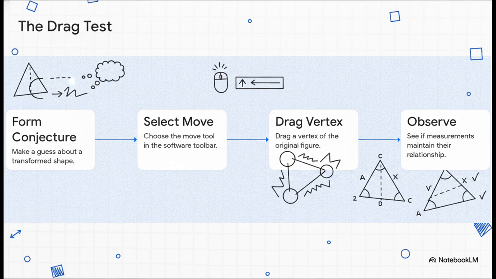Step 3. Click and drag a vertex of the original figure. You stretch it, pull it, warp it, whatever you want. And step 4. Just observe. As you drag the original vertex, the transformed shape automatically updates in real time. If your conjecture is true, the corresponding measurements, like those angles or parallel lines, will maintain their mathematical relationship no matter how wildly you drag that point. You are literally stress testing your math on the fly.